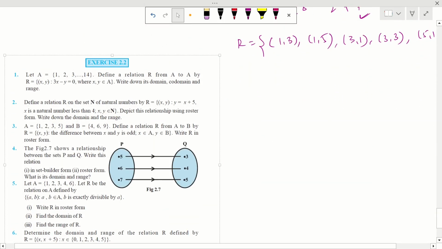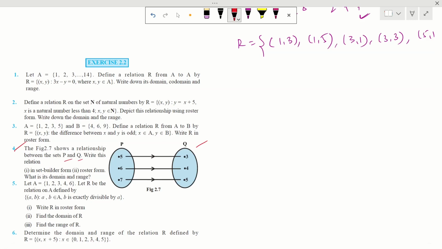Okay, we'll start the fourth one. The fourth figure is given here, which shows a relation between P and Q. Write this relation in set builder form and roster form, and we have to write the domain and range. The relation is clear here. What is the relation? 5, 3; 6, 4; 7, 5. Here a difference is there: 5 minus 2 is 3, 6 minus 2 is 4, 7 minus 2 is 5.